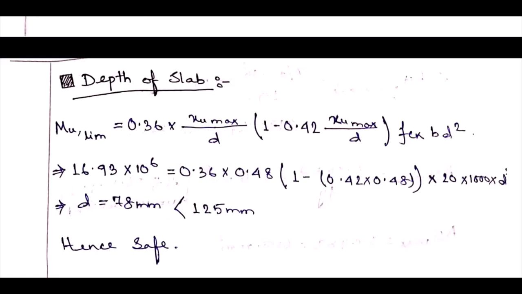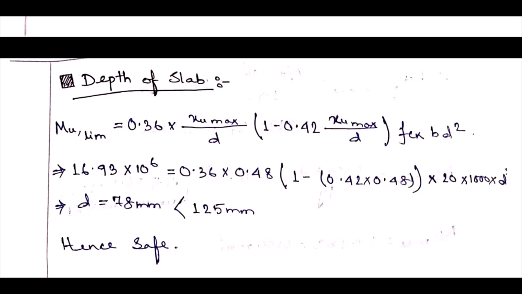which we can get from Annex G of IS 456-2000. So Mu limit is equal to 0.36 into xu max by d into within bracket 1 minus 0.42 xu max by d bracket close into fck into b into d square. This is the formula which is written in IS 456-2000 Annex G.